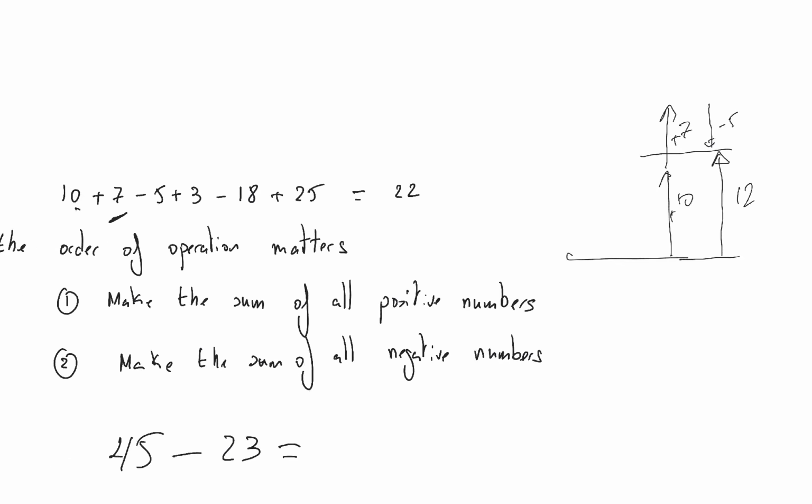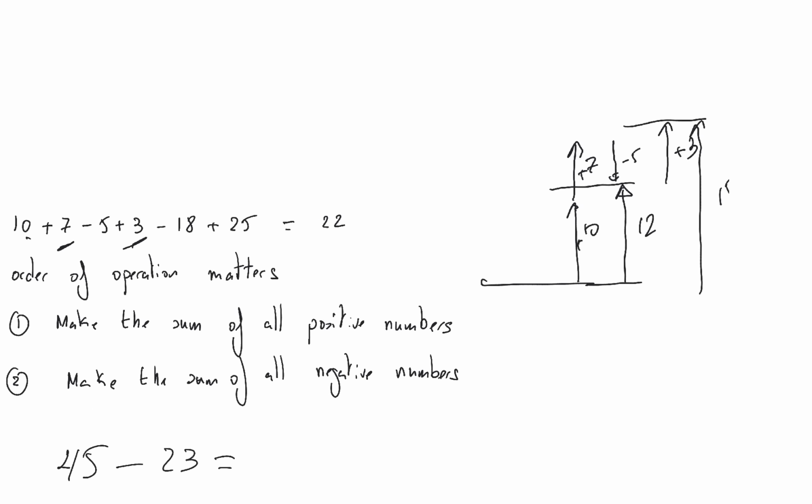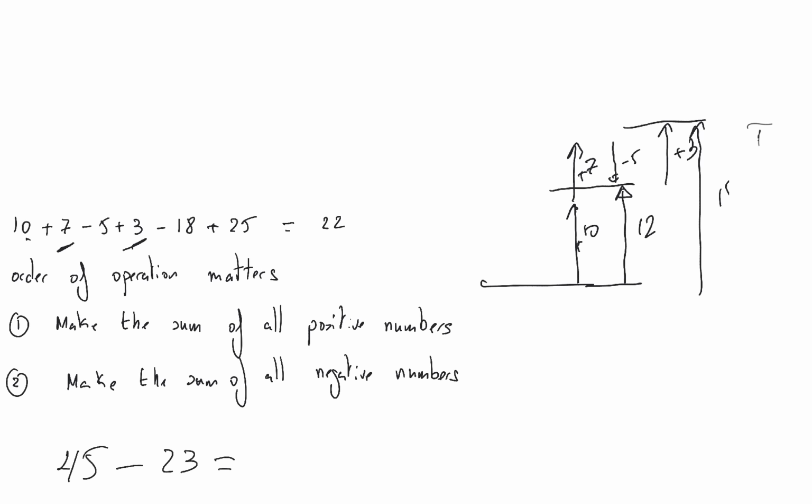And now I'll go 3 floors up. So now I am on the 15th floor. And now I go down minus 18. Minus 18 is like going to the minus 3 floor. So I'm now at the minus 3 floor.